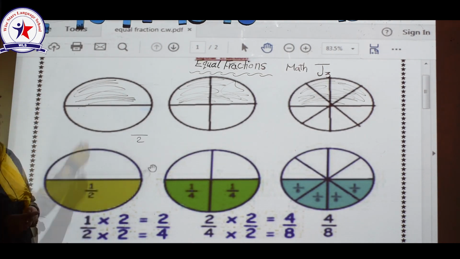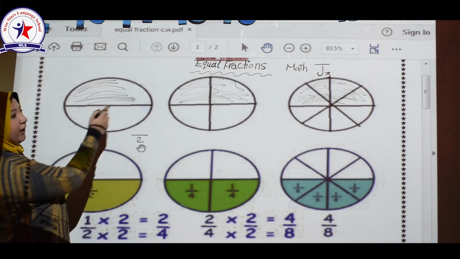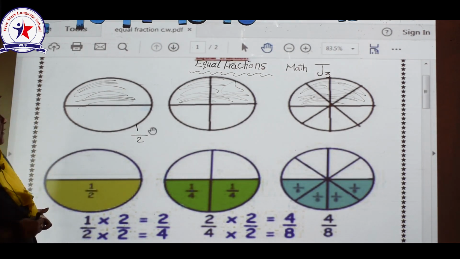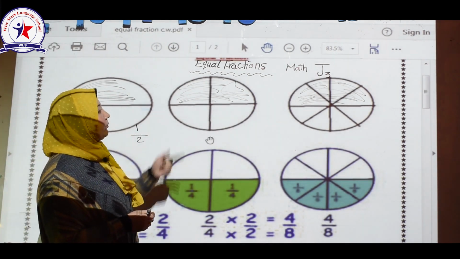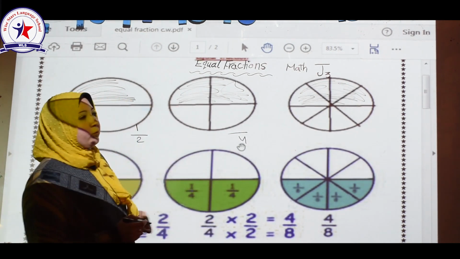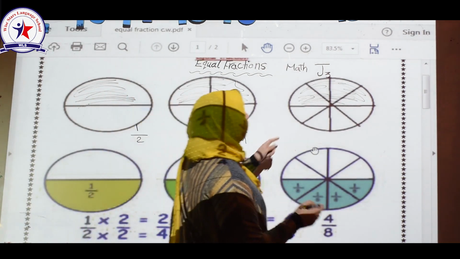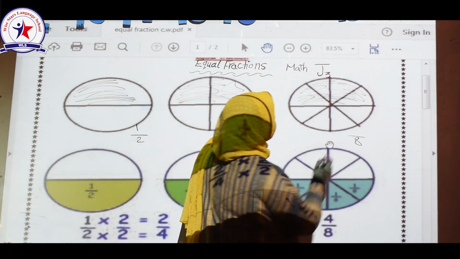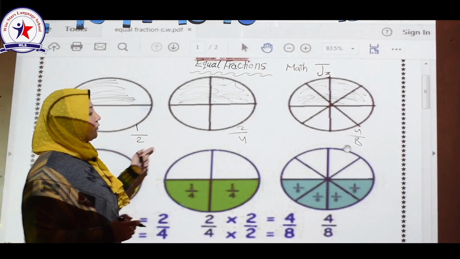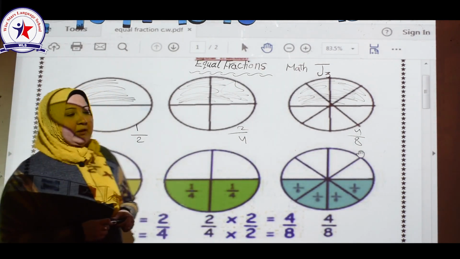The first one, how many parts? 2 parts. So write 2 down. And how many colored parts? 1. So the fraction is a half. Look at the second. How many parts? 4 parts. Write 4 down. And how many colored? 2 parts. The third one, 8 parts. And how many colored parts? 4. So 1 over 2 equals 2 over 4 equals 4 over 8.